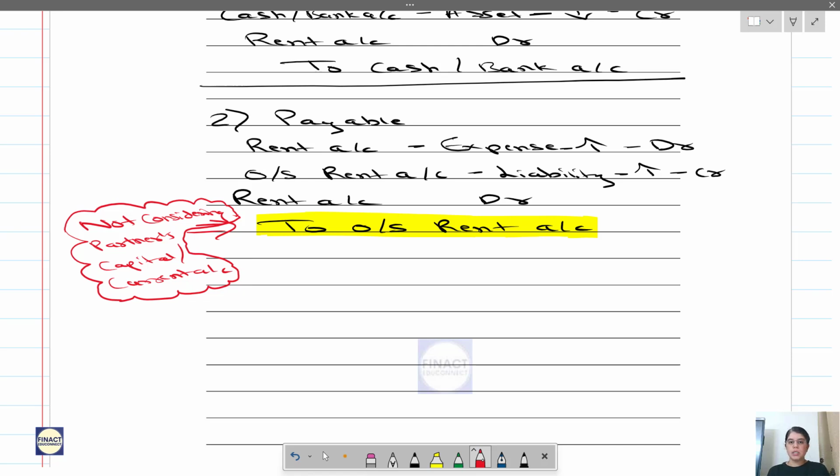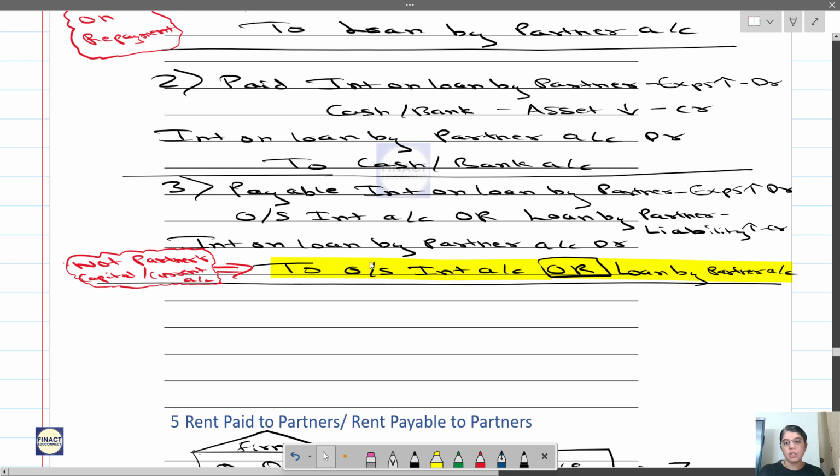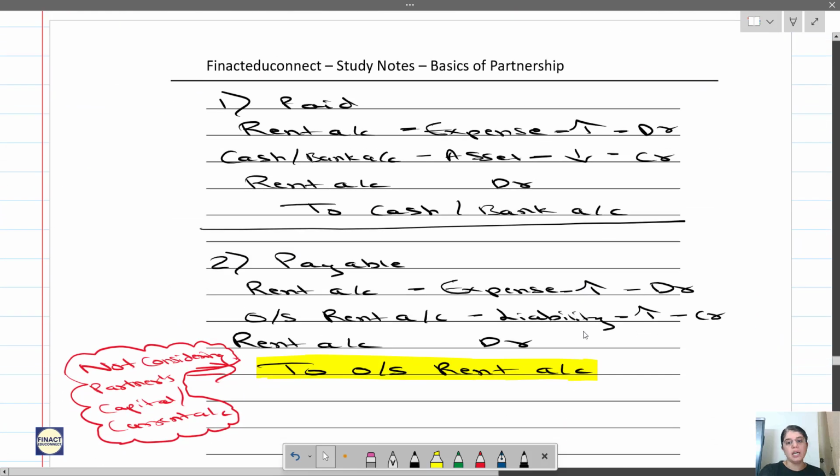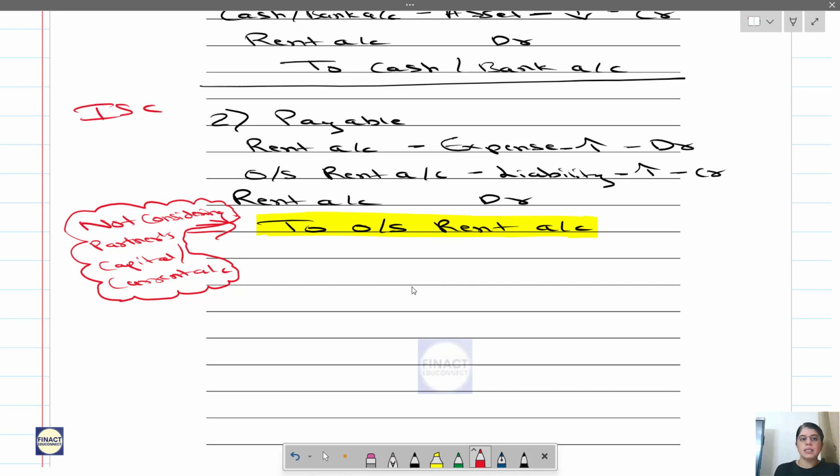So two entries. One is this outstanding rent and one is for the interest on loan by partner. We are not crediting or affecting the partner's capital or current account. Here also we are crediting it to a separate liability account, or you can add it to loan by partner account. Here also we are doing the same thing, but the same is not the case for ISC. In ISC, instead of outstanding rent, we will write it as to partner's capital or current account. Only for rent. Interest on loan by partner is similar. Here the rent treatment is different.